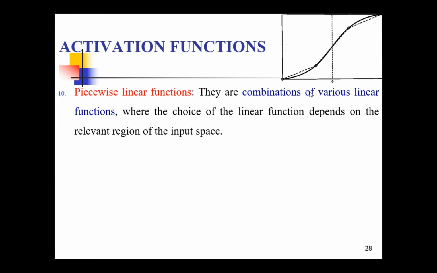Then we have the piecewise linear function. This piecewise linear function is a combination of various linear functions. How are we going to select these different functions? The choice of the linear function depends on the relevant region of the input space. In this case, we can see a sigmoidal one that I am going to convert into dotted lines. You can see a linear one, so we are going to have 3 linears here.